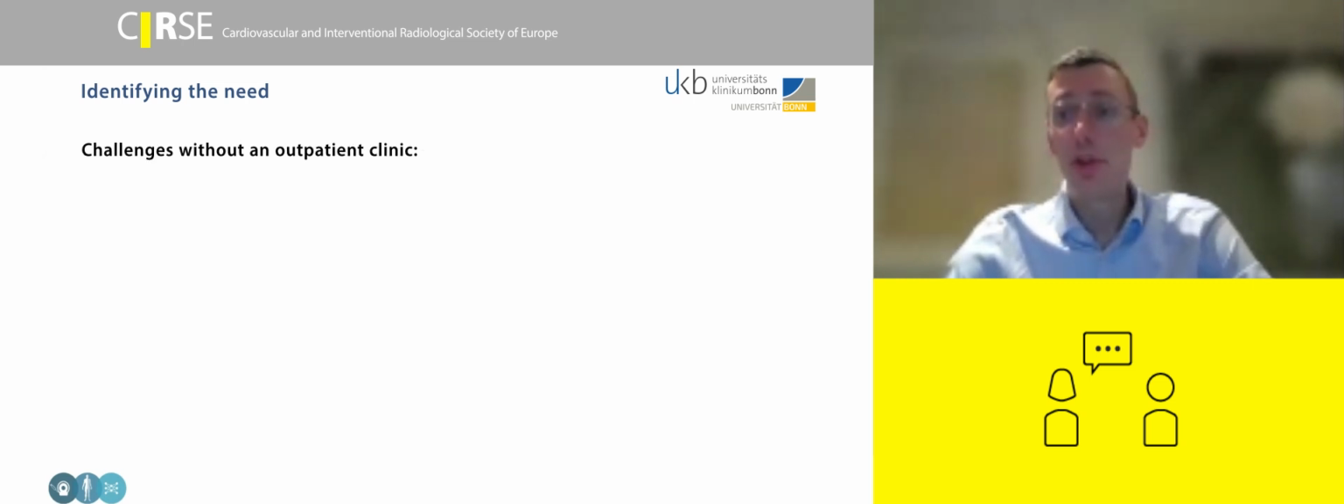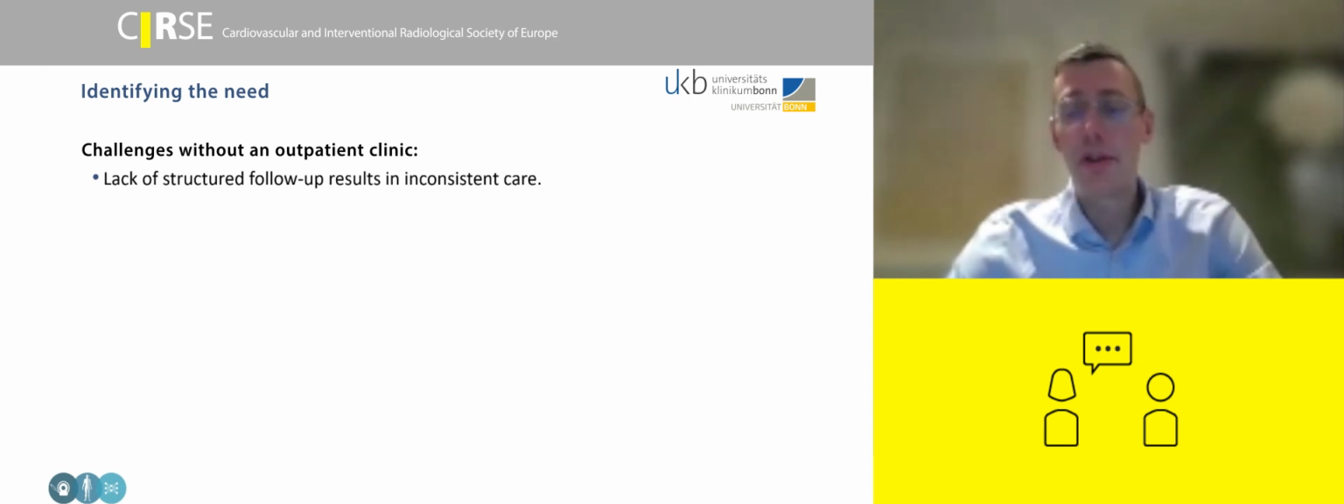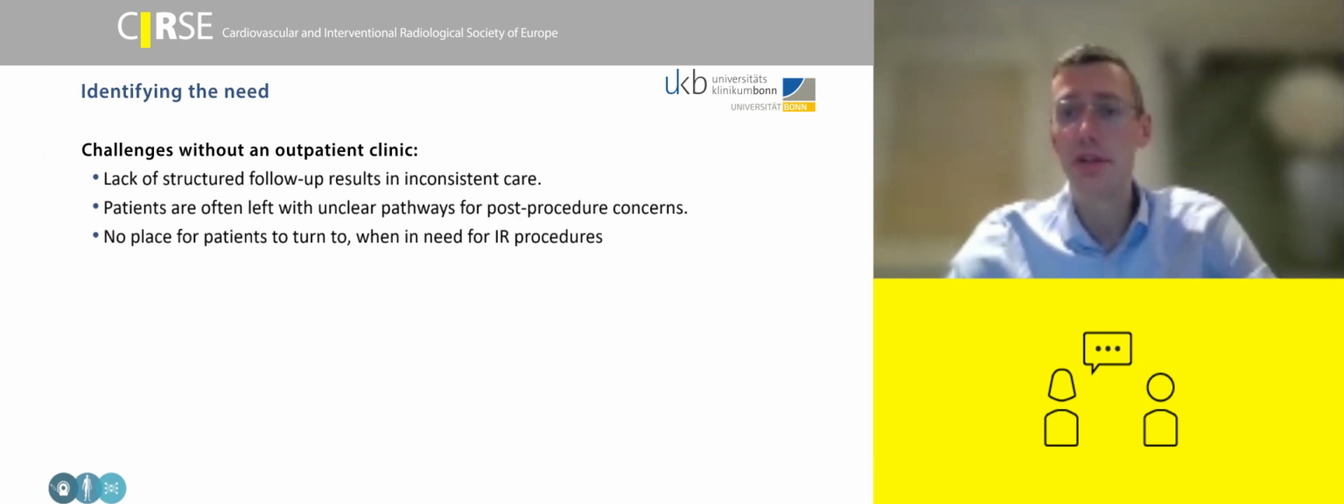What are the problems we face when we don't have an outpatient clinic? Well, frequently enough, we lack structured follow-up results and inconsistent care, meaning that we can't really understand what the quality of our treatment is when we don't follow up our patients. What are our results? So basically, when we see our patients in follow-up visits, we'll be able to tell what the quality of our treatment is quite fast. And if you're a patient and you've received treatment in interventional radiology, and there is no outpatient clinic, it's very unclear where you're supposed to go for post-procedural treatment.